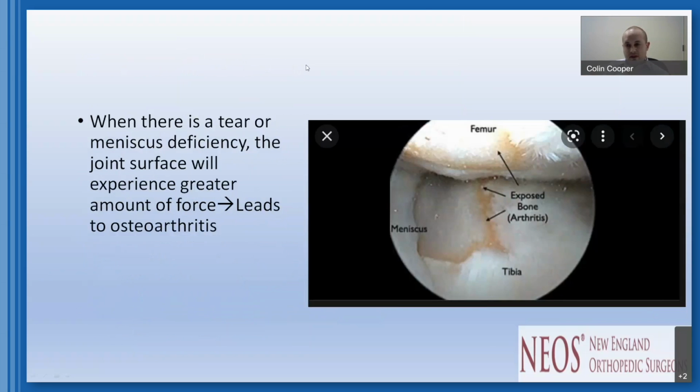When we have a meniscus tear or a meniscus deficiency, the joint experiences greater amounts of force, and this can lead to arthritis. This is an arthroscopic picture of someone with more advanced arthritis. If you remember that smooth, glistening cartilage, compared to something like this, over here there's still cartilage available, but here on the outside of the knee we have subchondral bone and basically bone-on-bone arthritis. For someone like this, their pain is probably more likely coming from the advanced arthritic changes as opposed to a meniscus tear.